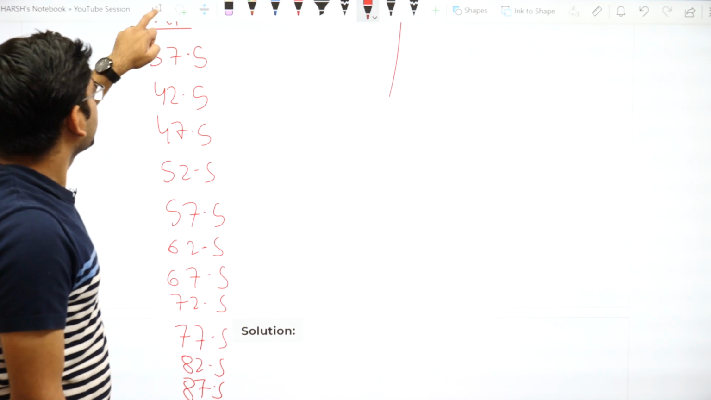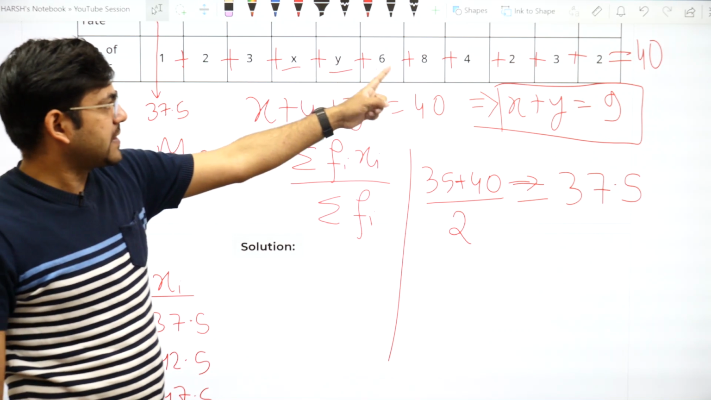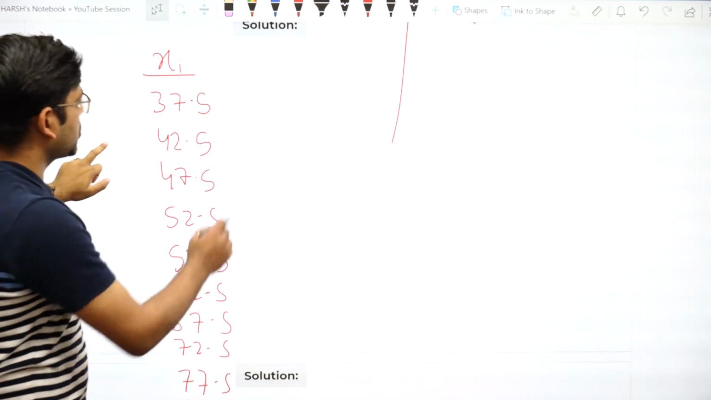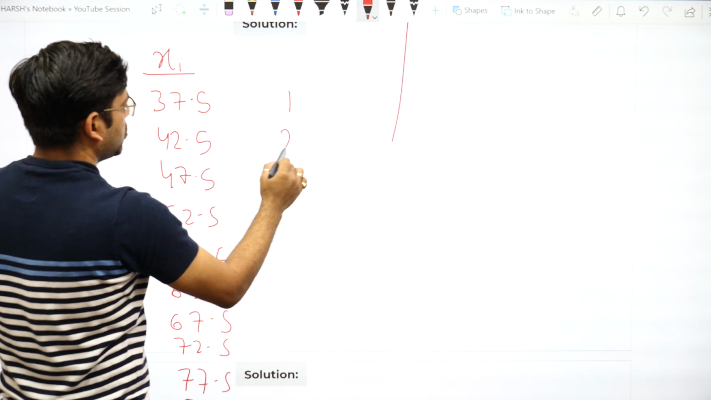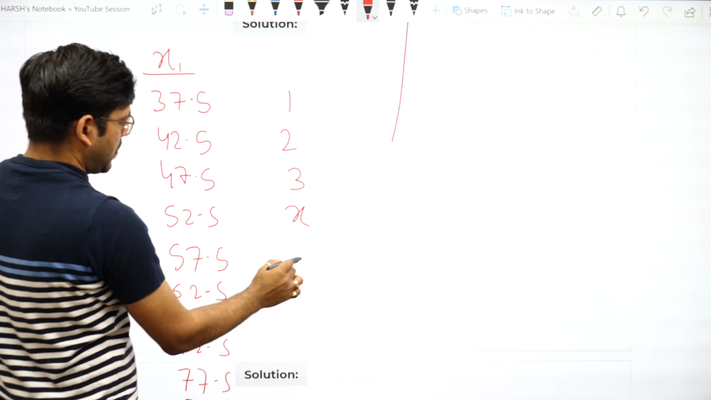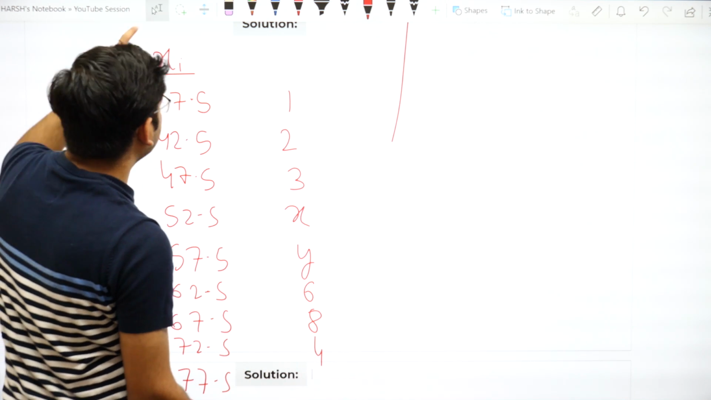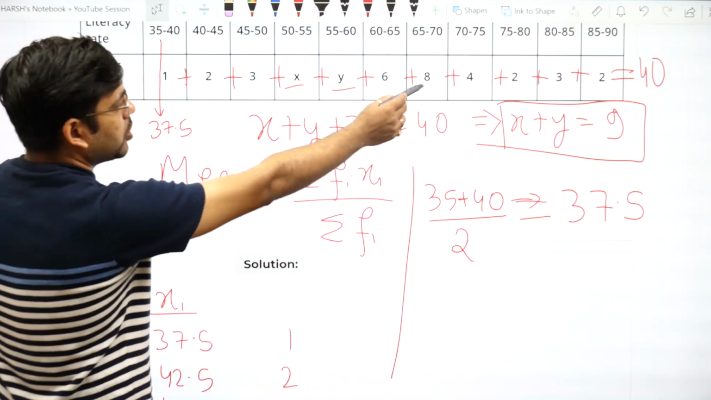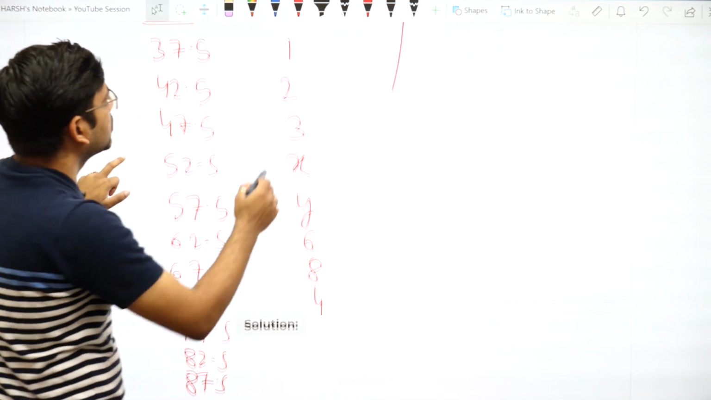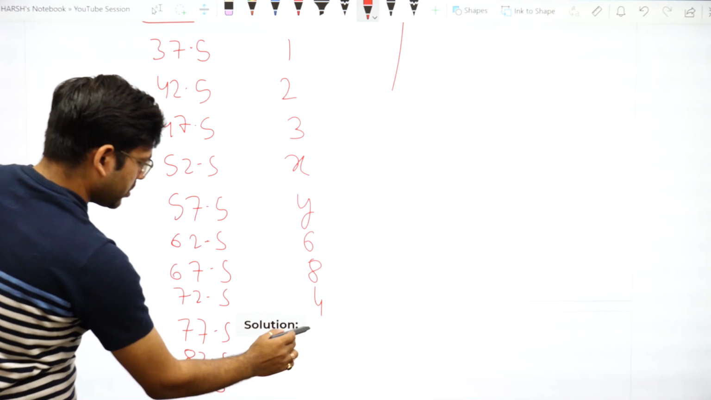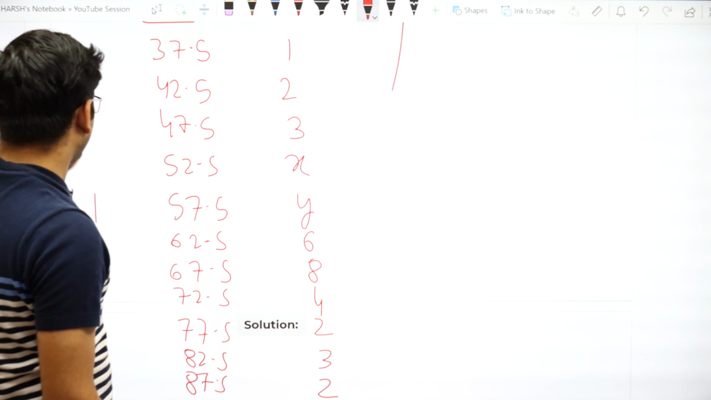Anyways, now writing all the frequencies: 1, 2, 3, x, y, 6, 8, 4. Now what's next? 6, 8, 4, 2, 3, 2. So writing here 2, 3, 2. Okay, so now we have got fi and xi.